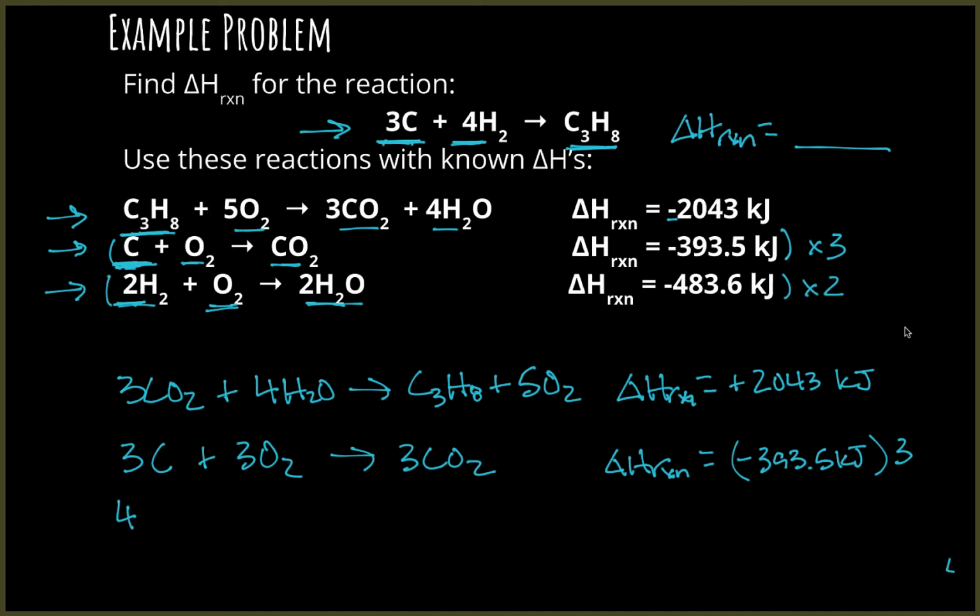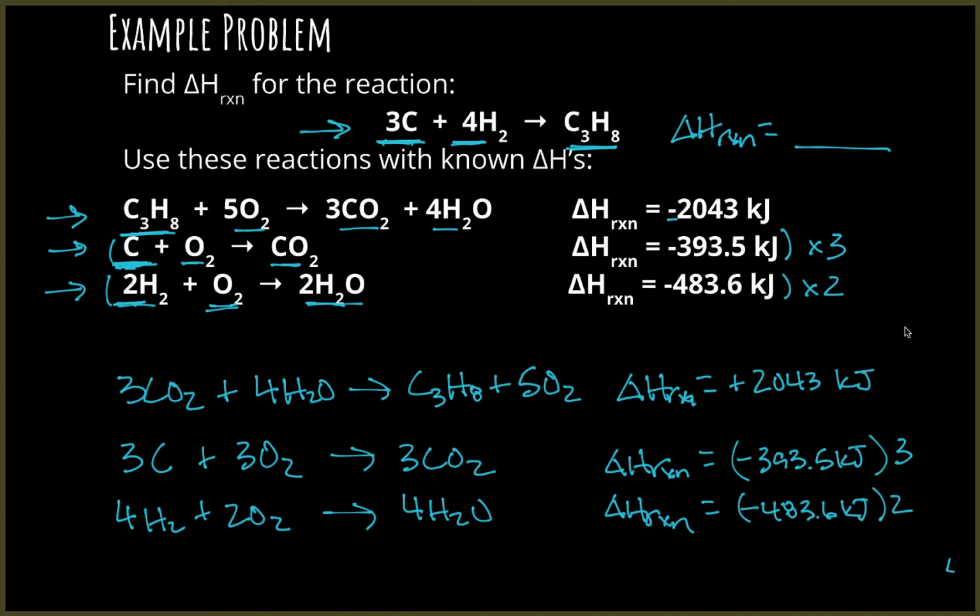So I'm going to have 4 H2 plus 2 O2 gives me 4 H2O. So for the delta H for this one, it's going to be negative 483.6 kilojoules times 2. So then when I add everything up, anything that's on the same side of the yield sign, I'm going to add. If it's on opposite sides of the yield sign, it can actually cancel out.